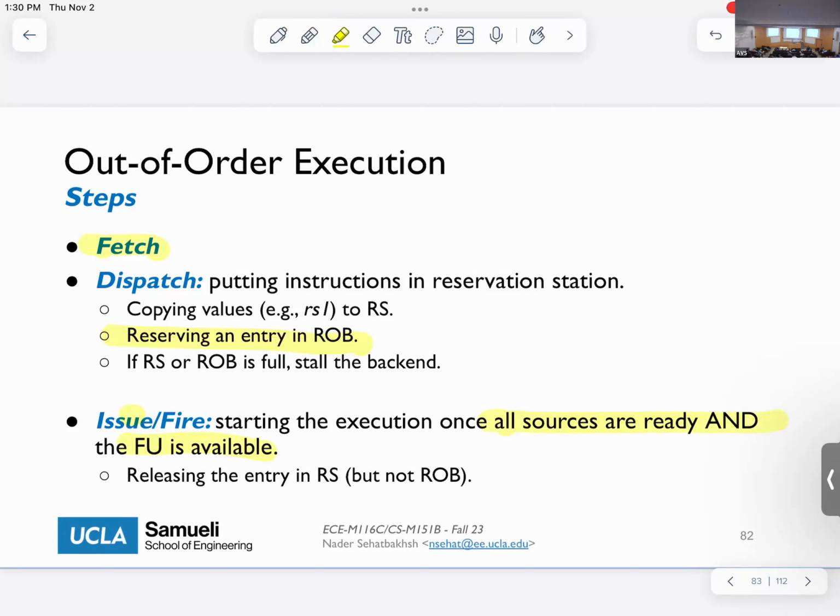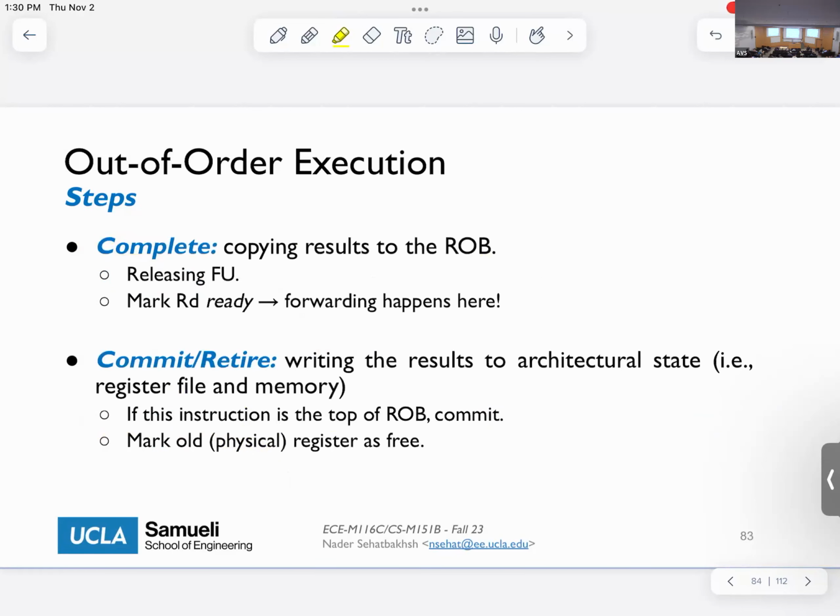We're going to what we call issue or fire this instruction. Then of course, when it goes into the FU, at some point it will be completed. We call this complete. Complete basically means that we update our ROB with this data. An important thing that happens during the complete is that this is when forwarding happens.